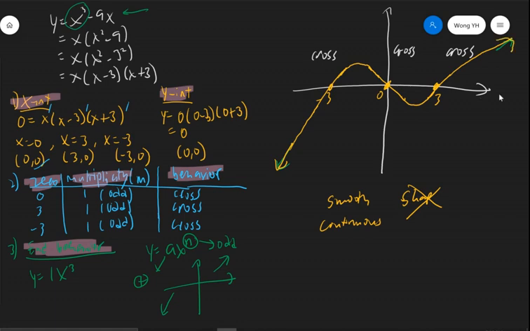Some students may draw this part very tall, or you can draw it very low. It doesn't matter. Here also the same thing. You can draw it up here or down here. Also doesn't matter. So we can check one more last thing.